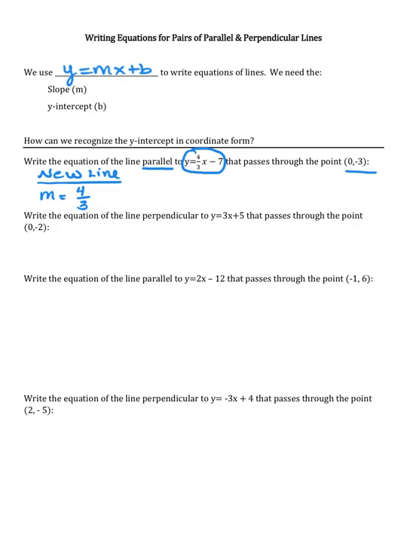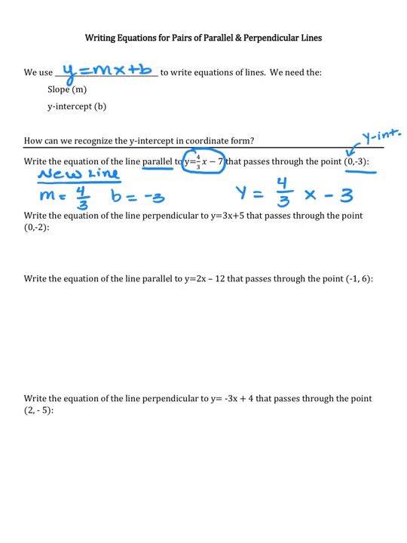There's something special about the way this point is written. Because there's a 0 in the x spot in the coordinate, this is a y-intercept. That's a giveaway that this is a y-intercept. So that means I'm given my y-intercept of my new line right away, and it's -3. The equation I'm looking for is y = 4/3 x - 3.